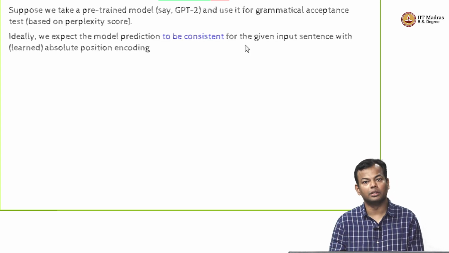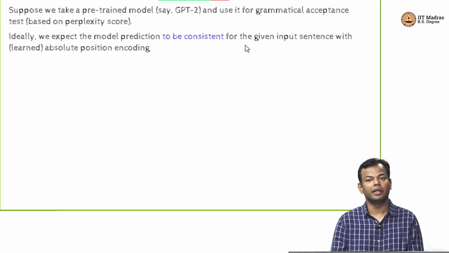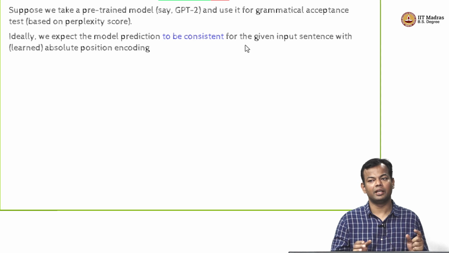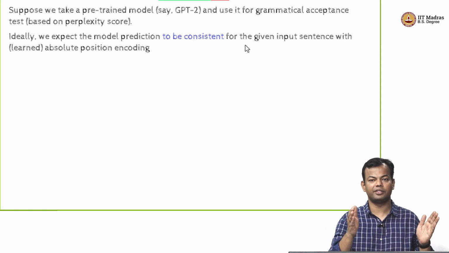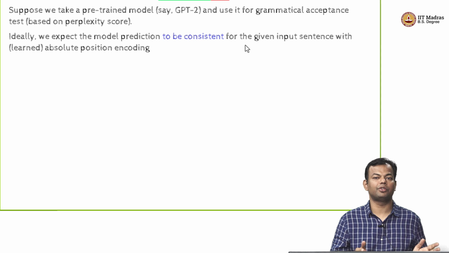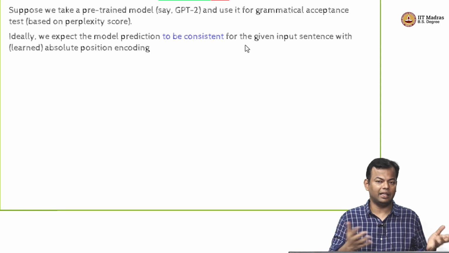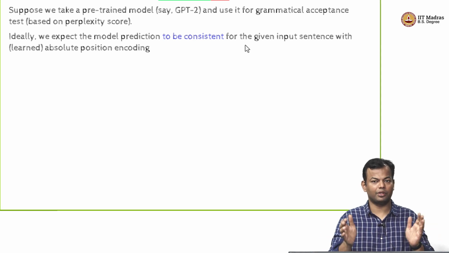The output of the model should be consistent if you give it the same sentence, right? And then you say that, hey, the positions of the words in this sentence are 0 to 20 versus the positions of the words in this sentence are 100 to 120, right? It's the same 20 word sentence, and it's grammatically correct or not correct, right? I mean, it's the same sentence, you're not changing it.